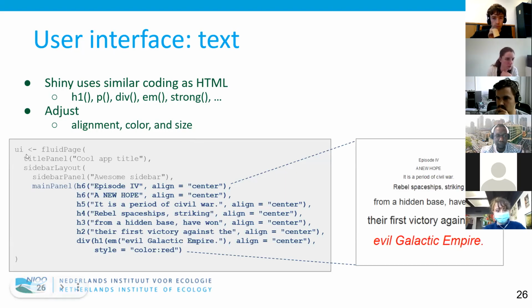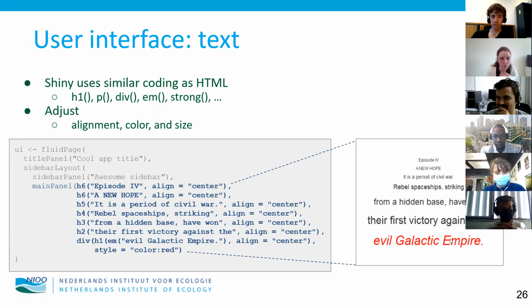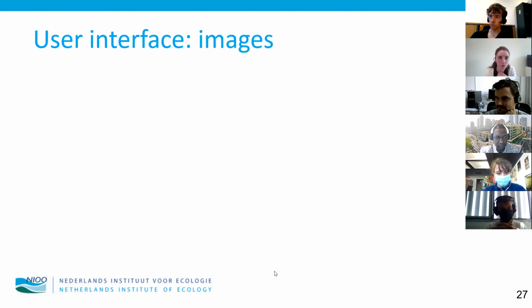So here again, we're in this user interface, and we have this fluidPage, titlePanel, etc. And then here in the main panel, I've added all these different h elements, and these relate to the size of the text. You can also see that for the bottom one, I changed the text to red, so I adjusted the style. And I made it italic, which I did with this em function. And I aligned them all to center. So just to give you an idea of what's possible.